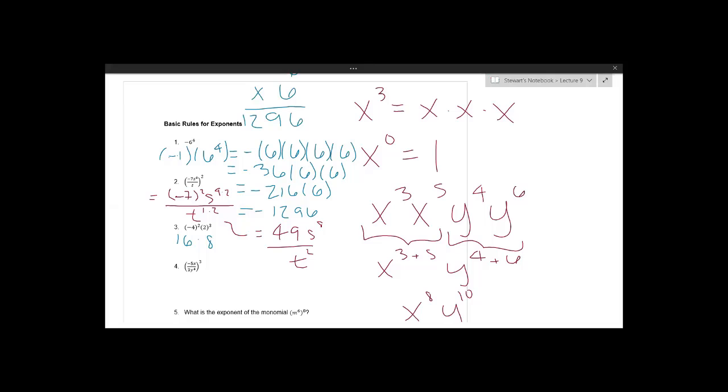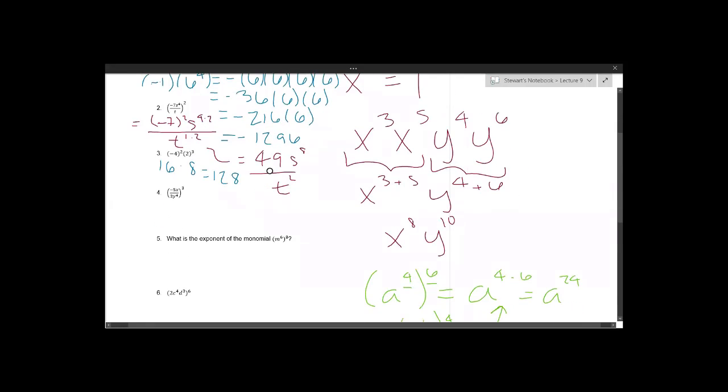Which we can do here, 16 times 8. 8 times 6 is 48. Carry the 4, 8 times 1 is 8, plus 4 is 12. So we have 128 as our final answer here.